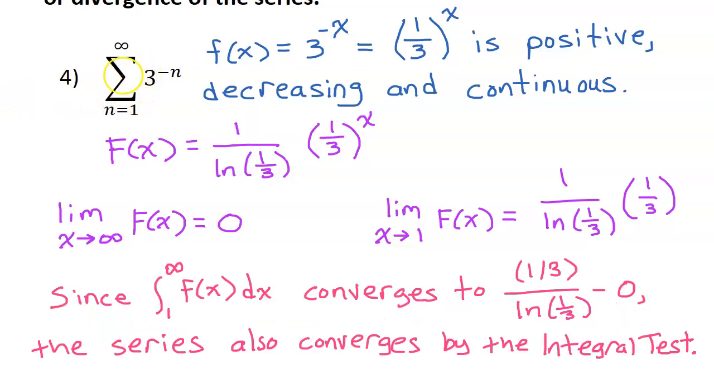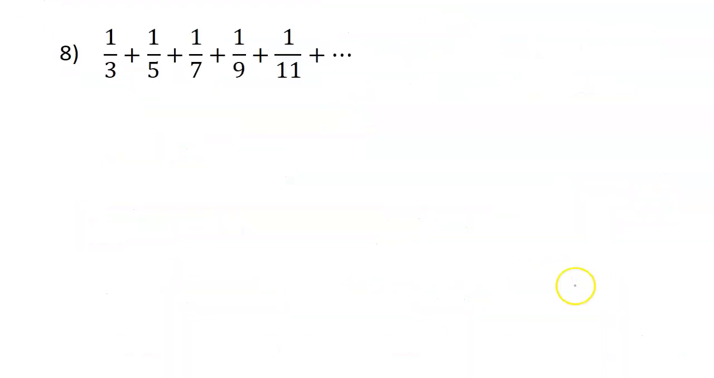To justify whether the series converges or diverges, we say since the integral from 1 to infinity of f of x dx converges to 1/3 over natural log 1/3 minus 0, the series also converges by the integral test. Of course, you don't have to put the minus 0. I'm just emphasizing that the improper integral converges to the bigger number minus the smaller number.